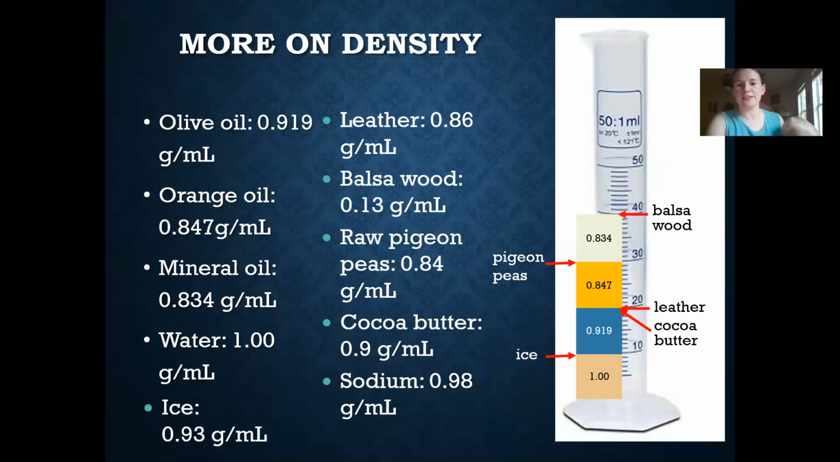And the answer is right alongside the ice, on top of the water, but under the olive oil, because 0.98 is greater than 0.919, but less than 1.00. However, if you know anything about the chemistry of pure sodium and water, you'll know that sodium and water tend to react with each other quite violently, even bursting into flame.